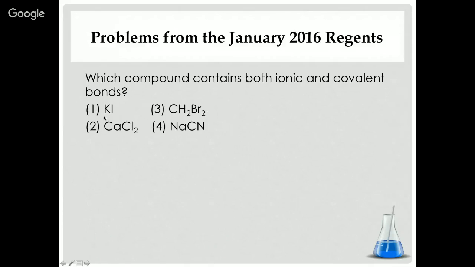Okay, so the first choice we have is metal, nonmetal. This is ionic only. Choice 2, calcium is a metal, chlorine is a nonmetal, so metal, nonmetal. This is also only ionic. Choice 3, we have C, H, and Br. These are all nonmetals, so this is going to be only covalent. And then we have choice 4.